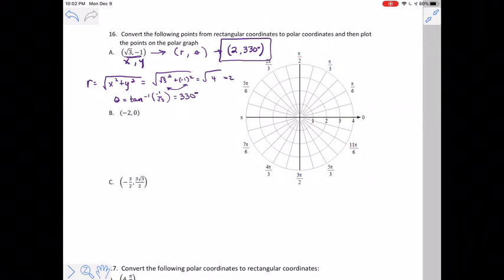Now we need to graph that. So point A would be second circle out, which is here, and then 330 degrees, which is right here, second circle. Actually, that's 300, this would be 330, right there.